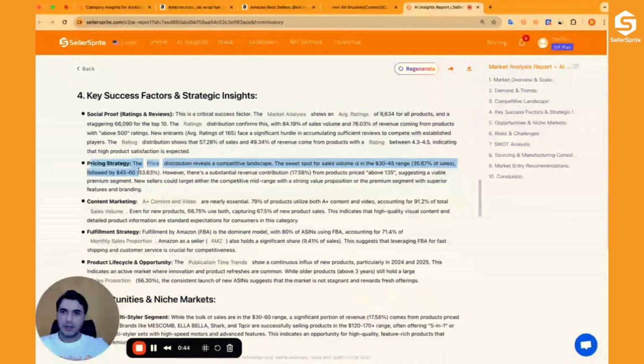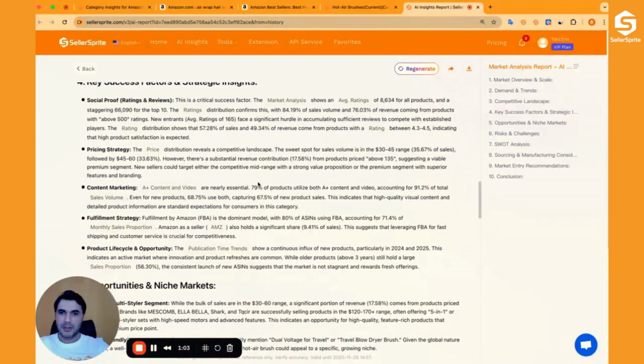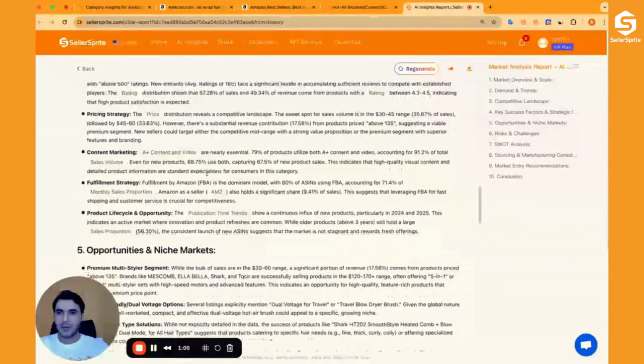Pricing strategy: the majority of the products are $45 to $60, 1/3 of the total market. Also, there are some products between 30 and 45, which is also almost the same, 35% of the total market. There are some expensive products as well, but they are not taking a big amount of the total market.